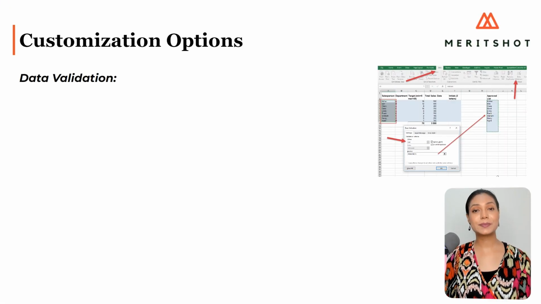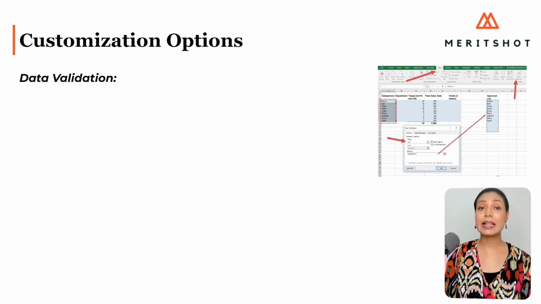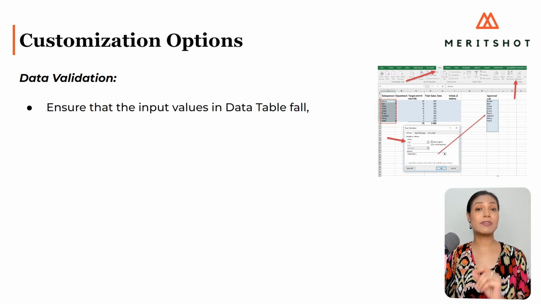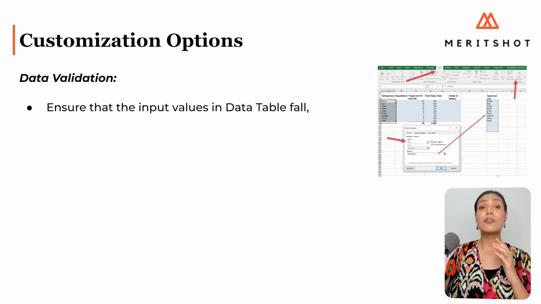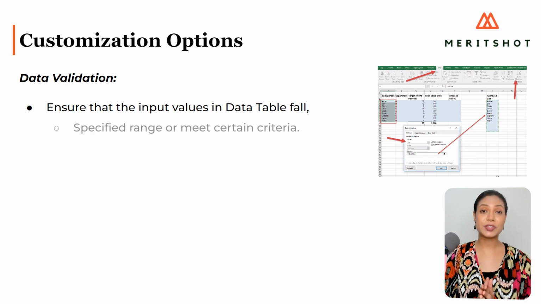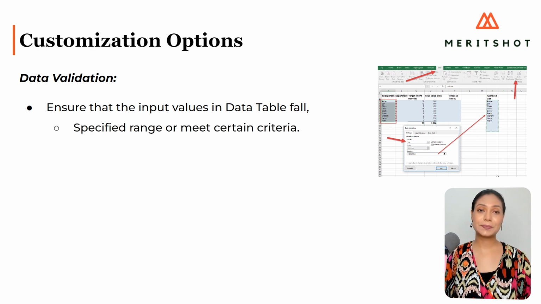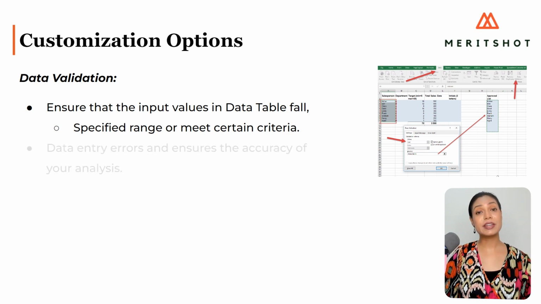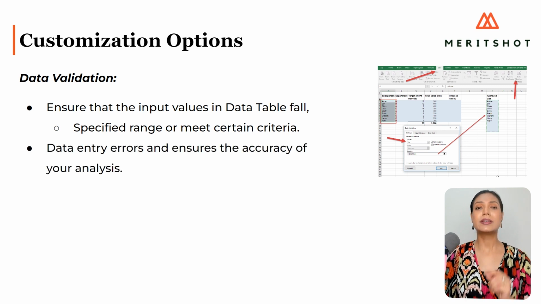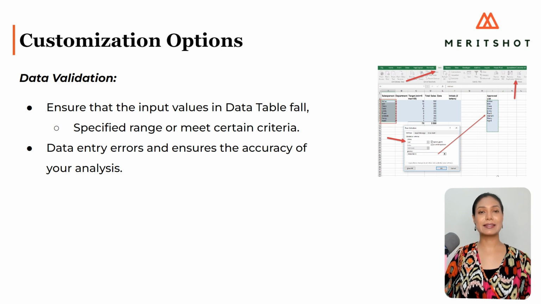Data validation. Data validation helps ensure that the input values in the data table fall within a specific range or meet certain criteria. This prevents data entry errors and ensures the accuracy of your analysis.